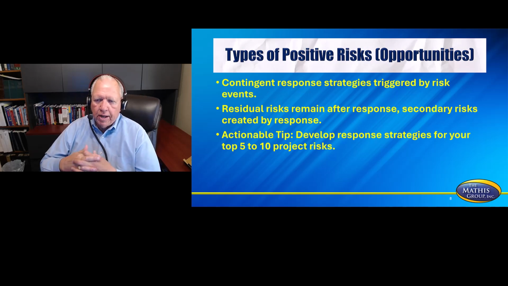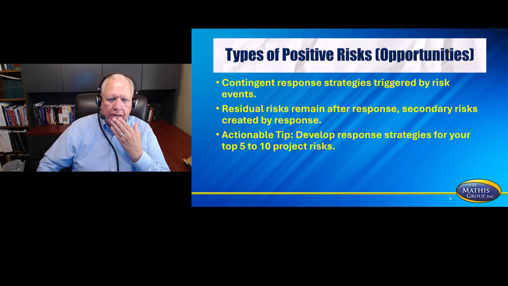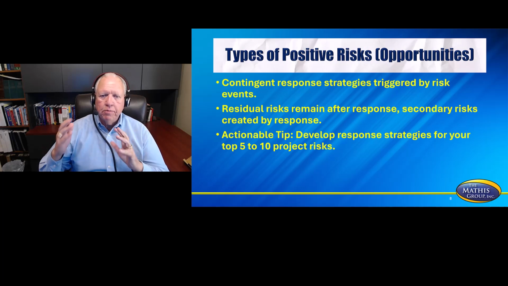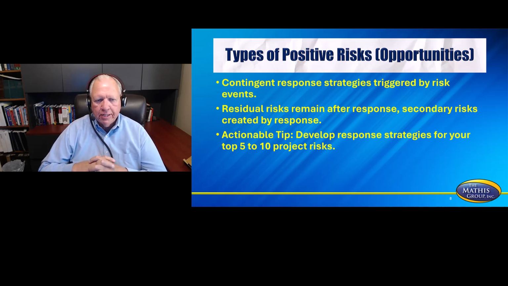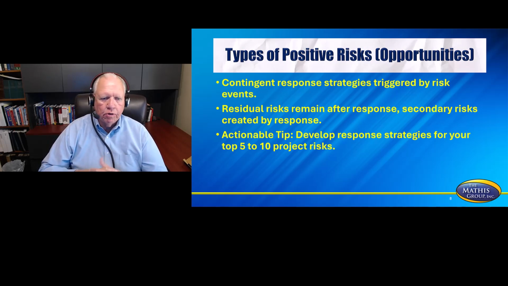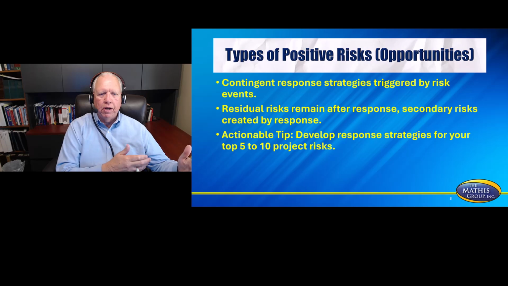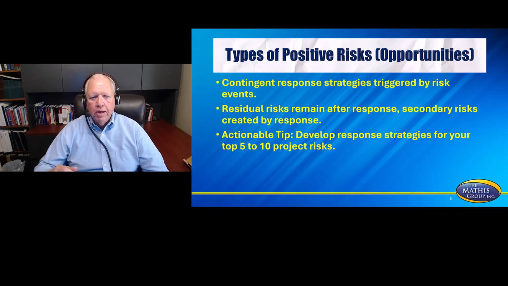Contingent response strategies are triggered by risk events. Many times people will misunderstand contingency and mitigation. Mitigation is always happening before the risk event happens. Contingent responses are always triggered by the risk event. It's what we're going to do for Plan B. So residual risk remains after the response and secondary risk is created by the response. So we put the response into place and we've still got other risks that are happening because of that response. That's going to be residual or secondary risk.